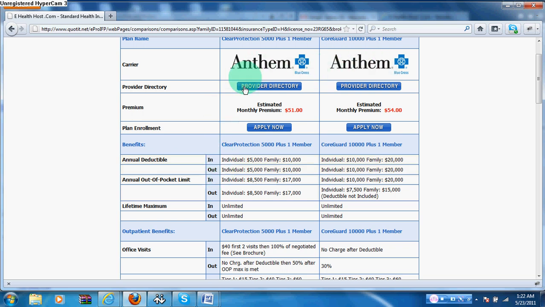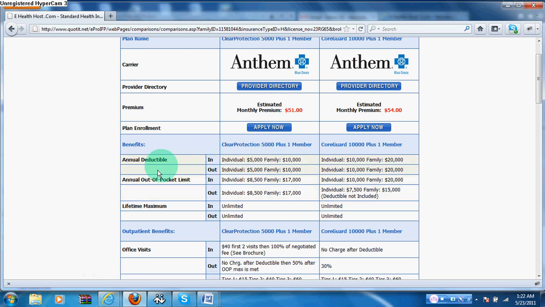So it's best to go in your network of doctors, so that way you're not going to be having to be paying a lot out of pocket or a lot of money for your medical benefits. So please stay within your network.